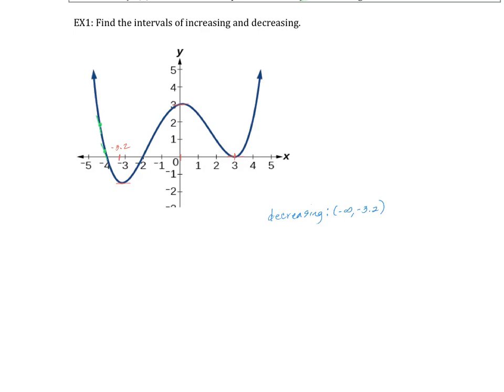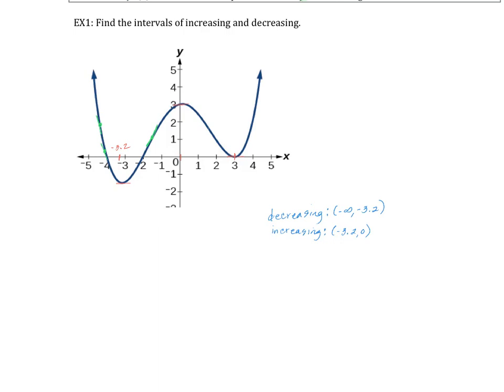Now if we go from negative 3.2 to 0, notice that if I compute the derivative at any point there, it's going to be positive. So that's where our function is increasing or going up. So negative 3.2 to 0, we have increasing.